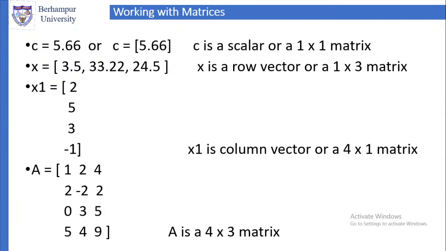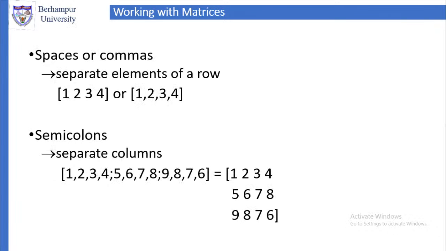Now let us take it one step further. You can use space or commas for separating the elements of rows. Here I have given one example, 1 2 3 4 with spaces, or 1, 2, 3, 4 with commas, within square brackets. Both are the same. There is no difference between them. For the columns, you can always use semicolons. Semicolons separate columns, while spaces or commas separate elements within a row. So 1, 2, 3, 4 semicolon means it is one row, 1, 2, 3, 4.